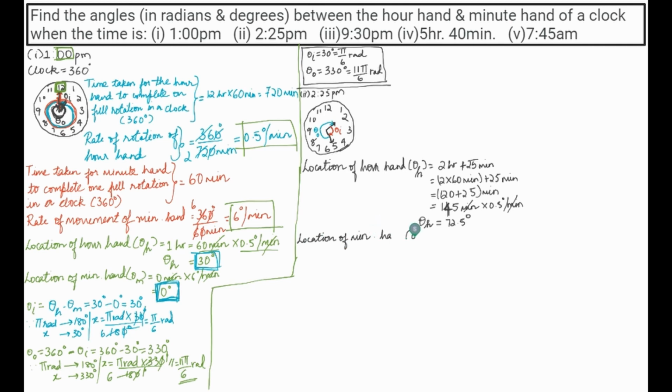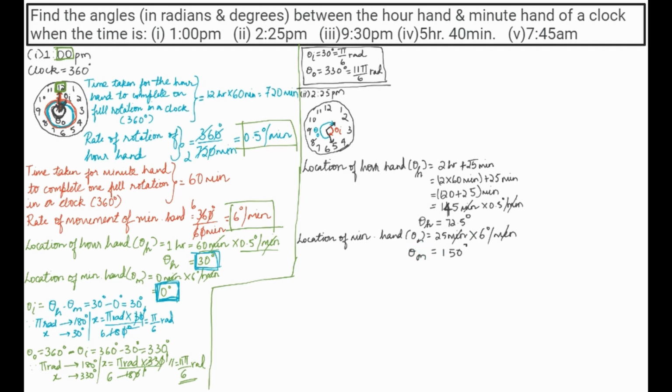That is theta m. So it has only moved 25 minutes. So 25 minutes into the rate of rotation of our minute hand, which we have already found out here, that is 6 degrees per minute. So 25 minutes into 6 degrees per minute gives us the location of our minute hand, which is equal to 150 degrees. So this is the location of our minute hand.